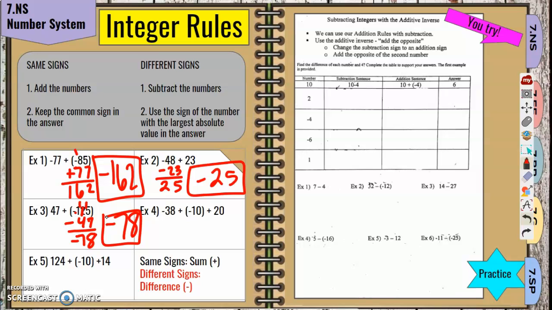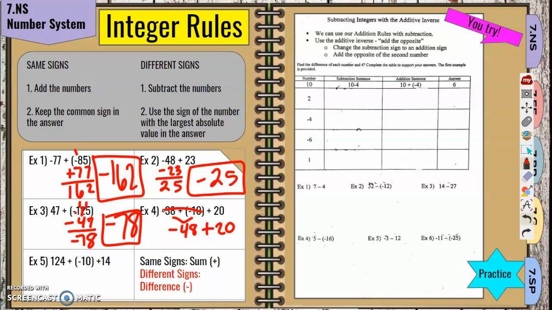I know if my signs are the same, I'm going to add them. So I'm going to go ahead and add 38 plus 10. 38 plus 10 is 48. They're both negative. So that's negative 48. And I'm going to bring everything else down. Now I have a new problem. I've solved this, so I'm going to forget about negative 38 plus negative 10 because I've already done that. Now I'm looking at my new problem.